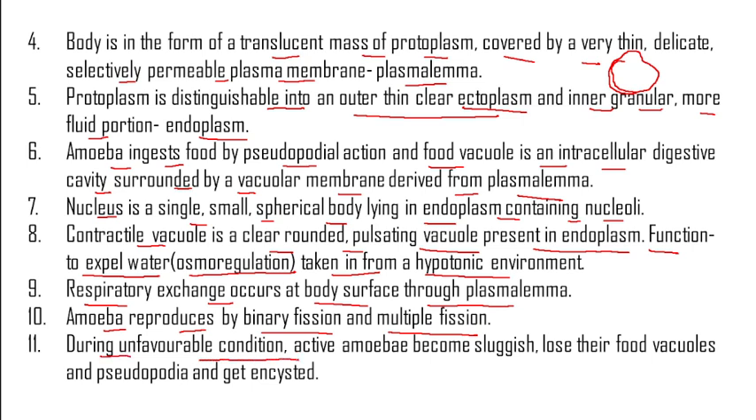During unfavorable conditions, active amoebae become sluggish, lose their food vacuole and pseudopodia and get encysted. When conditions are unfavorable, it becomes encysted, its food vacuole disappears and the pseudopodia also retract and disappear, and it gets encysted.